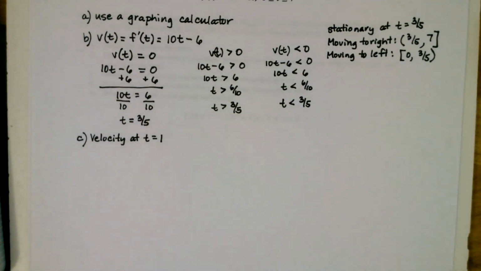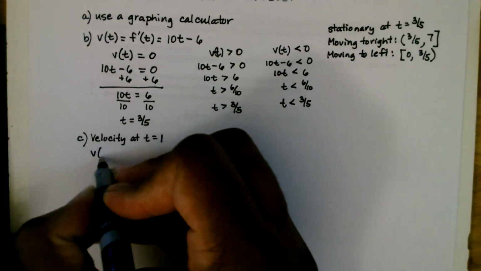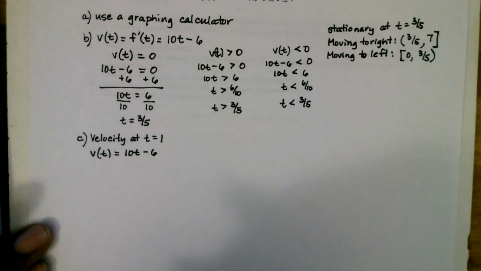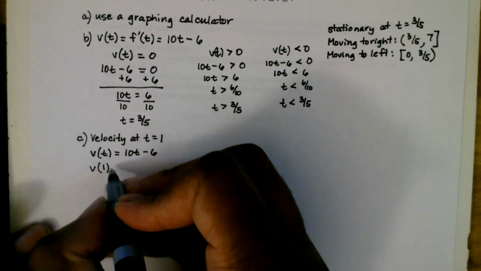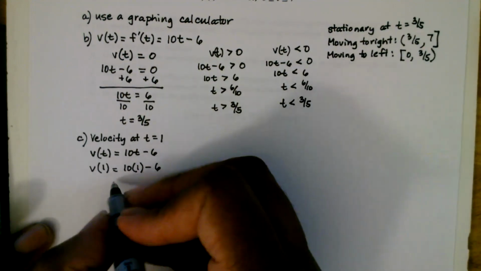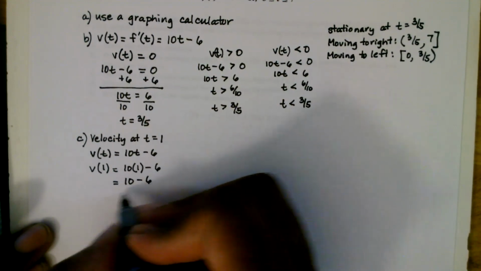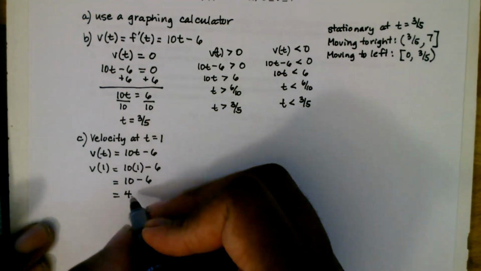Well, I already know what the velocity function is going to be, which is v of t equals 10t minus 6. So here, t is equal to 1, so v of 1 would be simply replacing the t with 1. So it'd be 10 times 1 minus 6. 10 times 1 will be 10. 10 minus 6 will be 4. So my velocity of this object at t equals 1 would be 4.